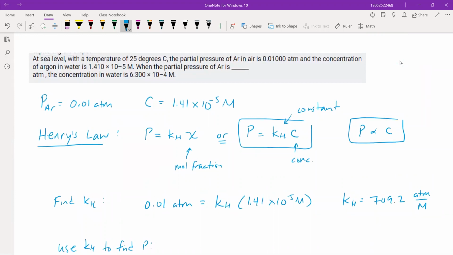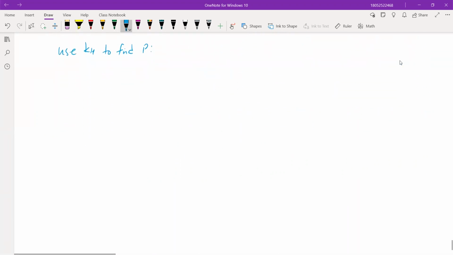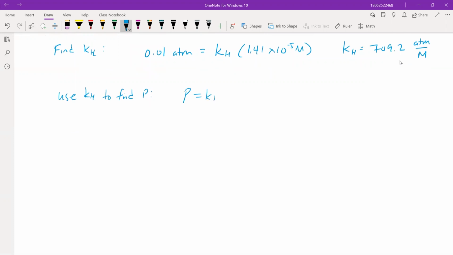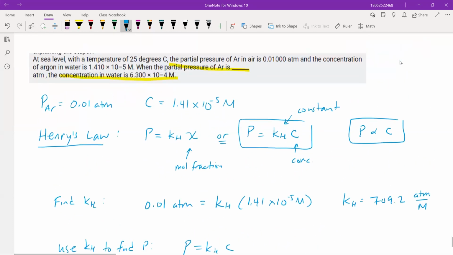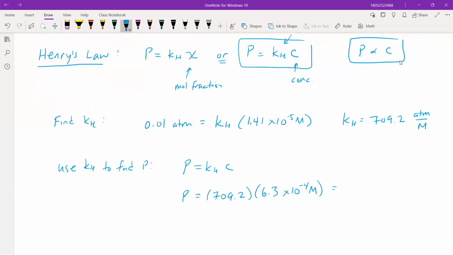in some other solution, you have the concentration, which is what's given, and then you want to find the pressure. So basically you're going to, again, use this and say, I don't know my pressure, but I know this Kh constant. And then the concentration in that case was 6.3 times 10 to the negative 4. So that gives us a pressure above the solution of 0.447 atmospheres.